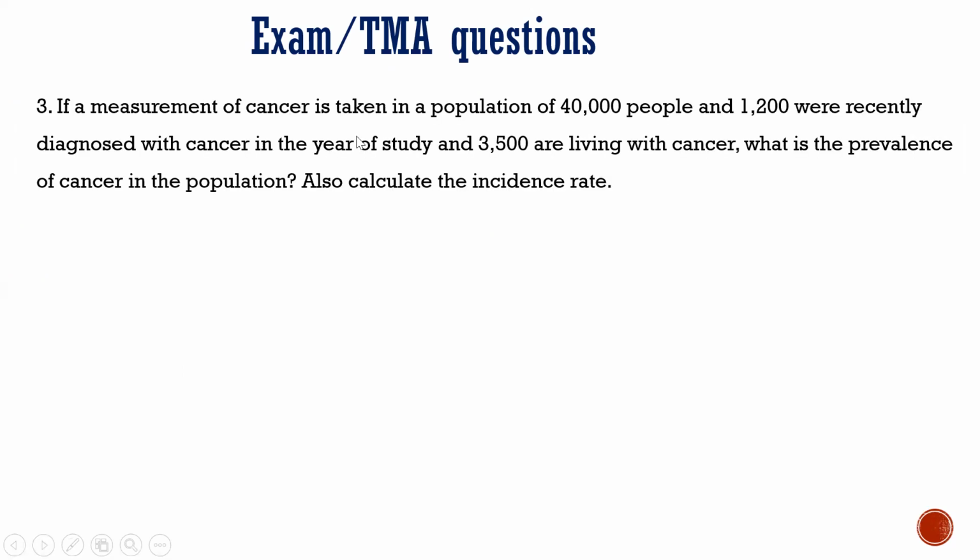Another question says, if a measurement of cancer is taken in a population of 40,000 people and 1,200 were recently diagnosed with cancer in the year of study, and 3,500 are living with cancer, what is the prevalence of cancer in the population? And also calculate the incidence rate. Please try all these questions in the comments. Tell me your answers, and I'll also be solving and telling you my own answer in the comment section.